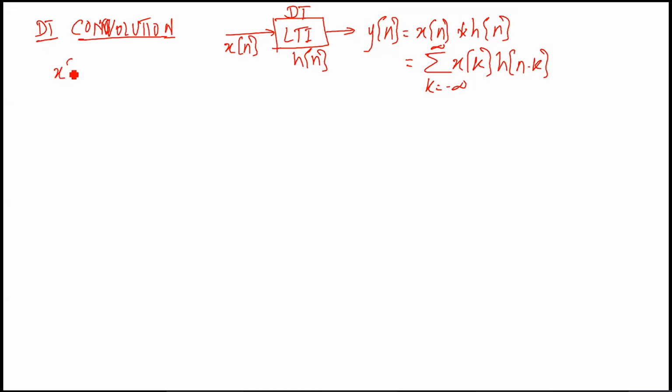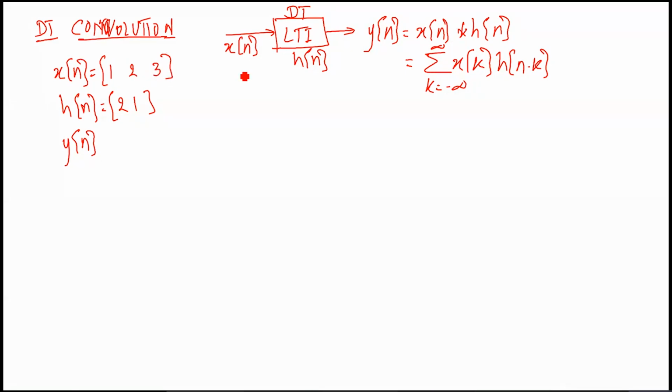For example, let's start with a very simple example. If we are given x of n as 1, 2, 3, and h of n is also given to you, let's take 2 and 1, just two terms. So input and h of n are given. Now to find output y of n, the first method is the basic method, where we break up the input signal in terms of impulses. So it becomes delta n, 2 times delta n minus 1, 3 times delta n minus 2.